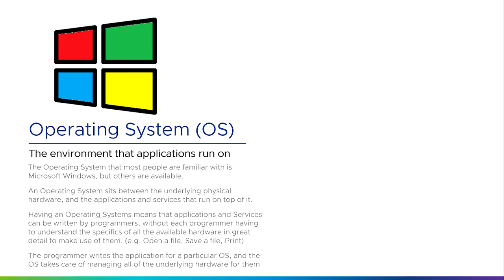So the programmer can just ask the operating system to open a file, save a file, print something, and the operating system will do it for the programmer without the programmer having to write that piece of code or that piece of software to do it. So the programmer writes the application for a particular OS, or operating system, and the operating system takes care of managing all the underlying hardware for them.